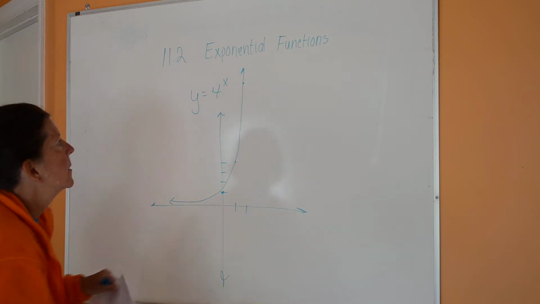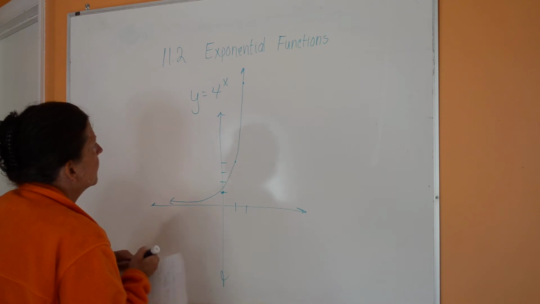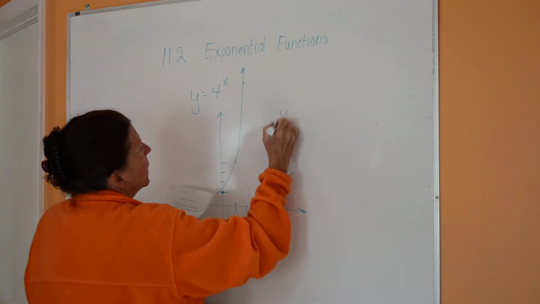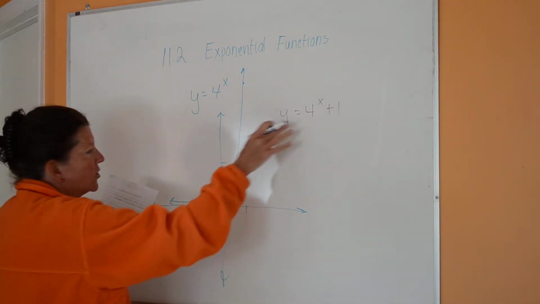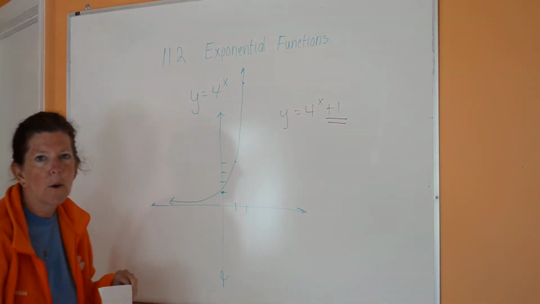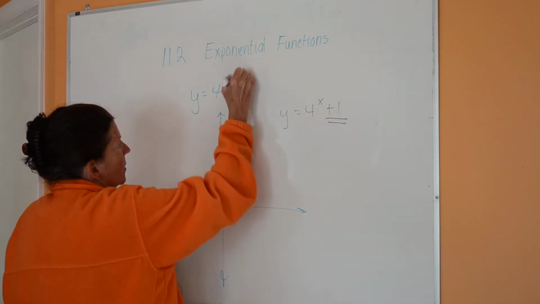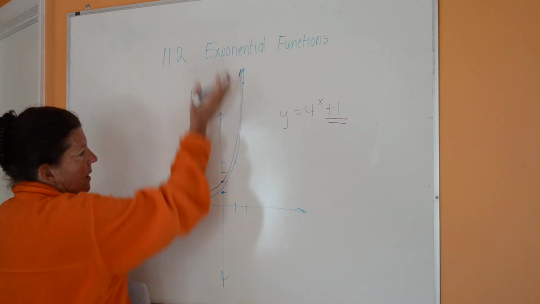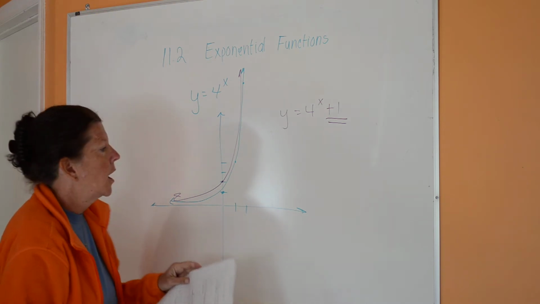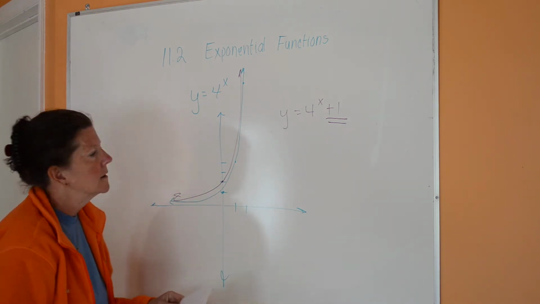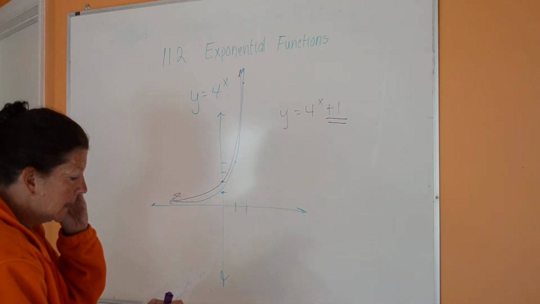But if I turned around and I said, well, what if I graph y equals 4 to the x plus 1? Well, what happens, just like with our parent graph, that 1 is going to move everything up. So it's going to move that whole graph up 1. If I were to subtract 3, it would move it down 3. Because I will be subtracting 3 from any number I have, so I could possibly get a negative number.